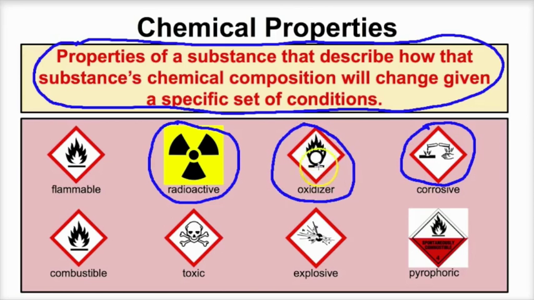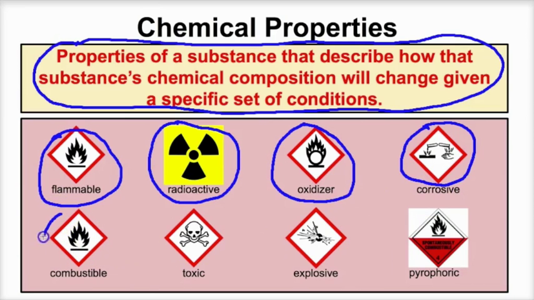If we said that a chemical was an oxidizer, which means that it has the ability to strip an electron off another substance, well, that would be a chemical property of that substance, right? So things like flammability, radioactivity, a substance being an oxidizer or corrosive, these are all chemical properties.